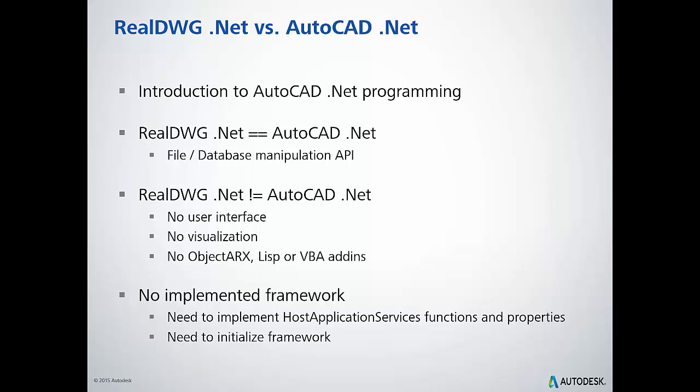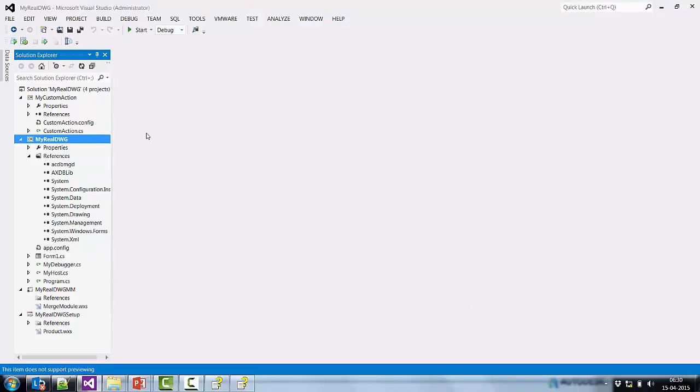This framework, the host application services class, declares many functions and properties which you need to implement. In case of writing an AutoCAD plugin, you would not need to care about implementing the methods and properties of the host application services class because AutoCAD has already provided them for you. But you will be able to see all this for yourself through the sample application that we will demonstrate now. So let's look at a sample RealDWG application and go through the important steps.